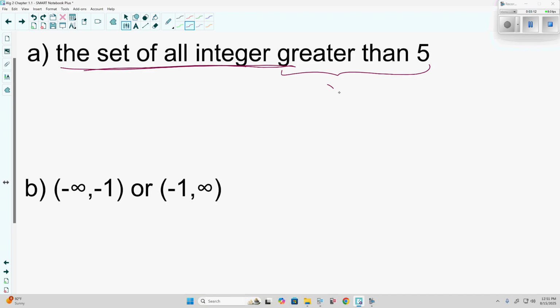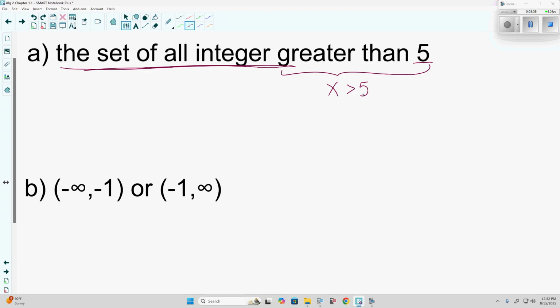So we're talking about x. Our values of x, our numbers, these integers have to be what? Greater than what? 5. So we're saying that x has to be greater than 5. So that's our inequality. If they give it to us as an interval, like the next one, we have to have it as an inequality. If they give it to us in words, we're going to need it in an inequality.